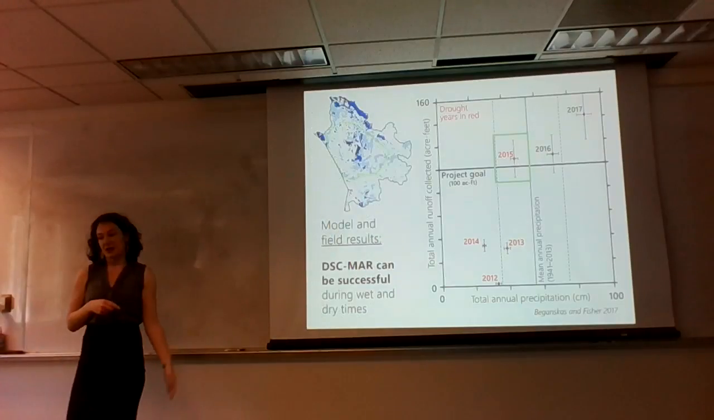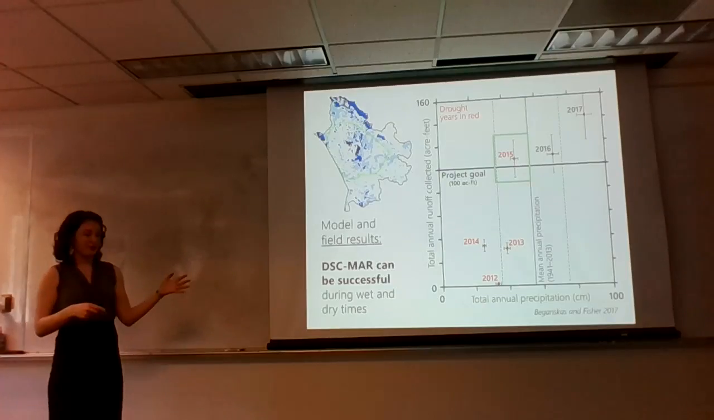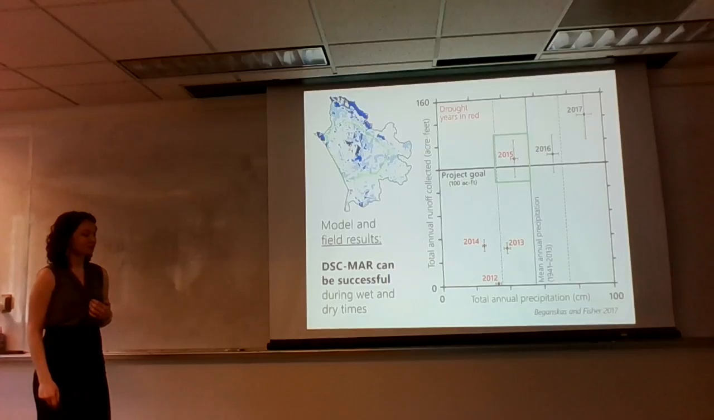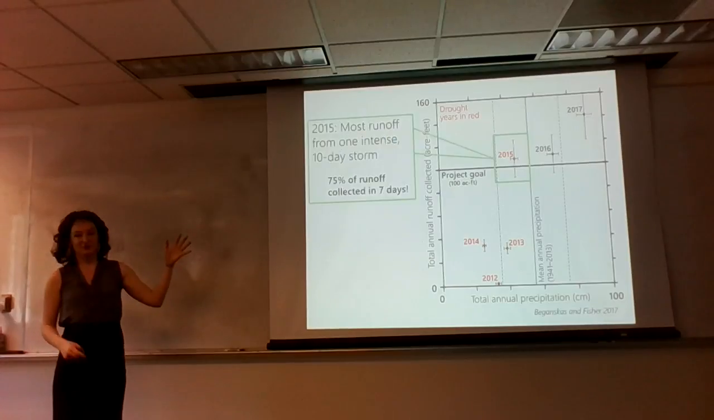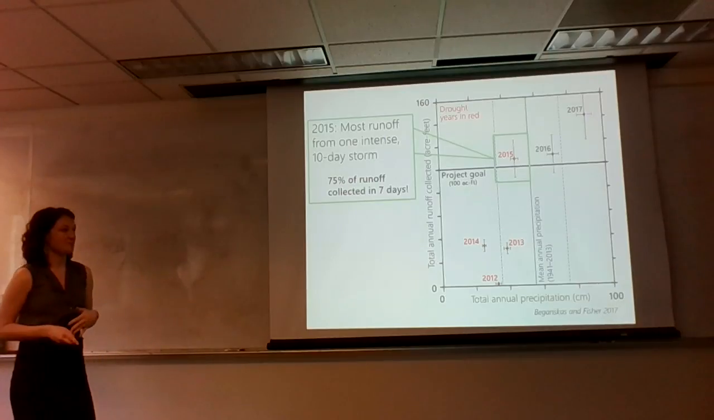Ultimately, the success of this project provides validation for our regional models, which found that DSC-MAR could be successful in this basin under a range of climate conditions. But what's so special about 2015? Why was so much runoff generated that year compared to the other 3 years of the drought?